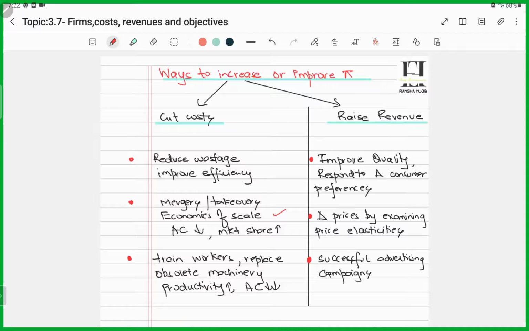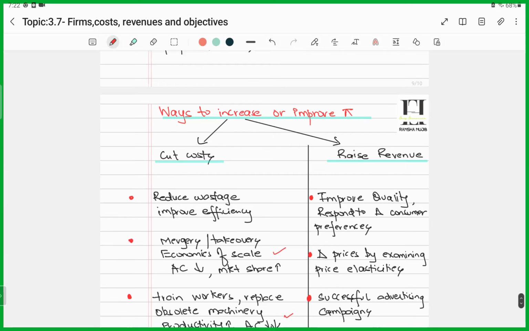Another way is the firm can train its workers, and it can replace its obsolete machinery with high technology, right? What it would enable it to do is that the productivity level would rise, and when the productivity increases, the output per unit would rise, so the average cost per unit would fall, hence the firm would experience economies of scale. So this is how it would be able to cut down on its costs.